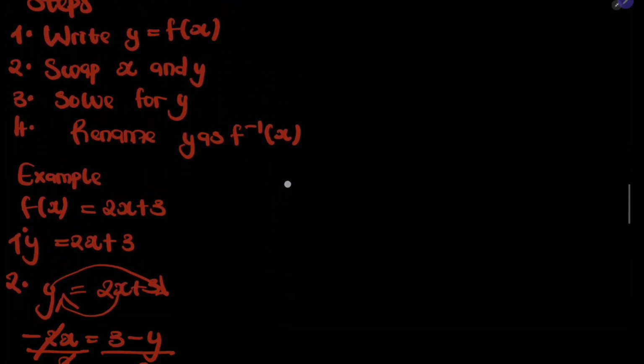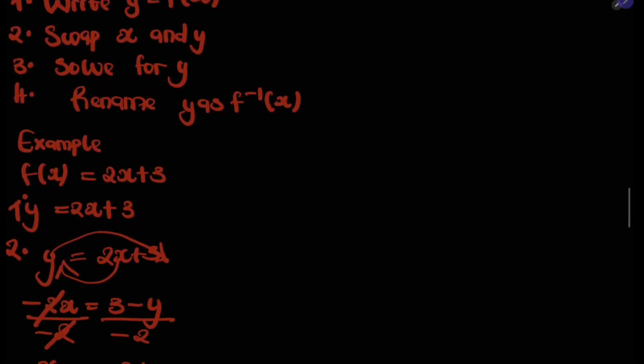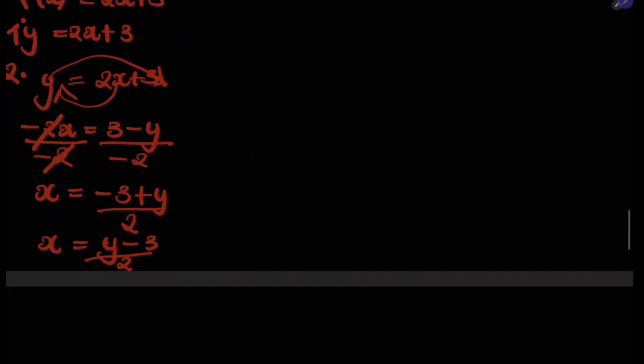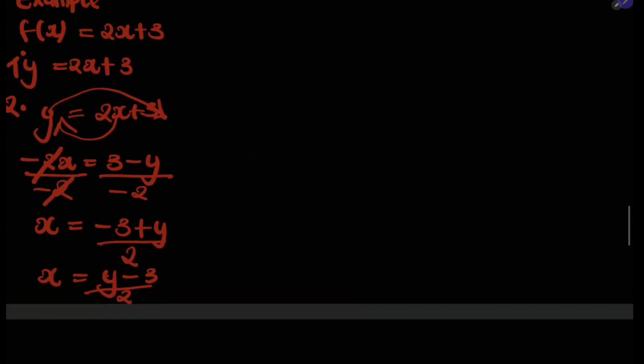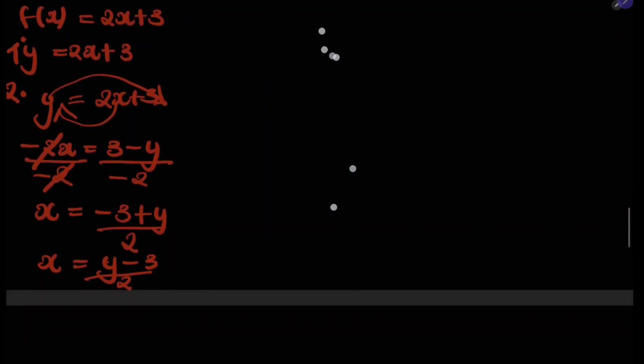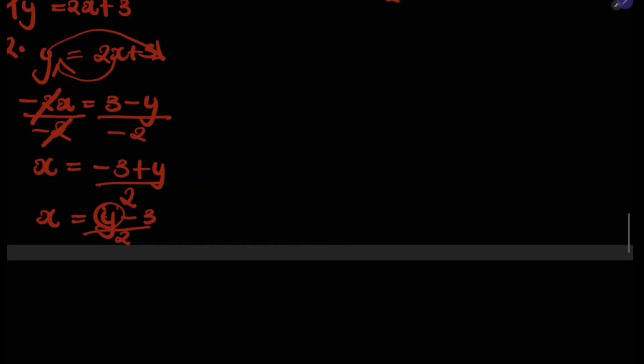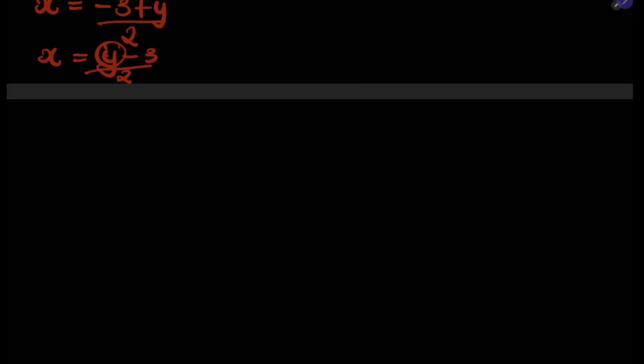And the last step simply says rename y as f inverse of x. So here we're just going to change this. We're going to have f inverse of x equal to, we'll just replace this with x, which will be x minus 3 on 2. So that is how we find the inverse of a function.